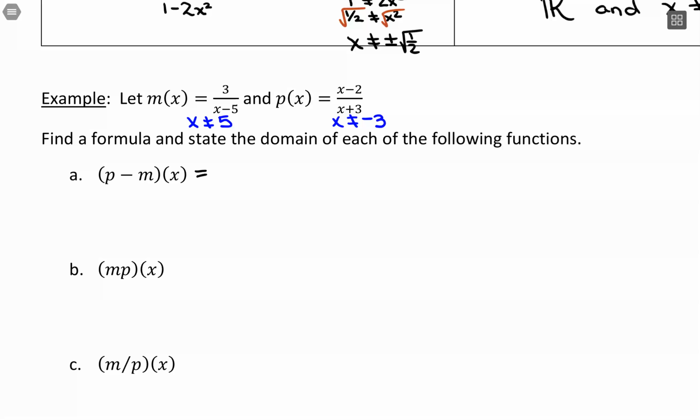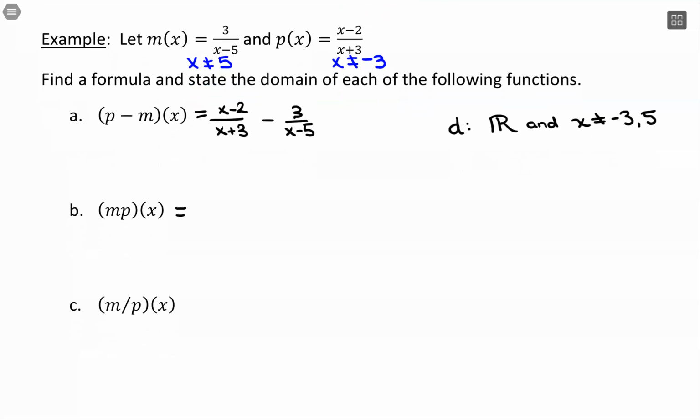So finding a formula for p of x minus m of x: p of x minus m of x is 2 over x plus 3 minus 3 over x minus 5. And we'll just leave it in that form there. What we can see is overall the domain combines because we have the limitation from that denominator and that denominator, so we have two spots where the denominator could turn into 0. So for the domain, I'd say all real numbers and x cannot equal negative 3 or positive 5.